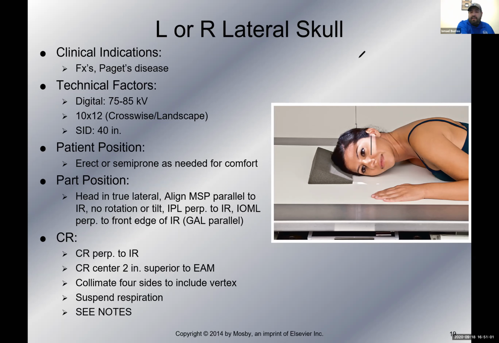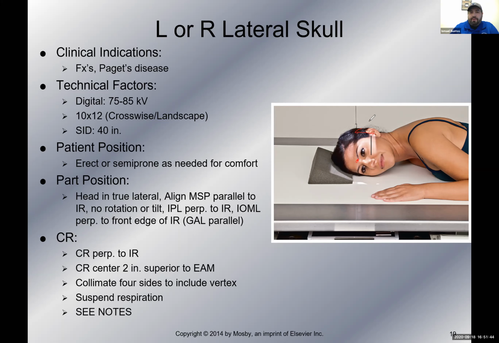Then all you're going to do is find the centering point. The centering point is going to be 2 inches superior to the EAM. So you find the EAM and go 2 inches superior. Collimate, suspend respiration. Now, there's another way to find a centering point if you have something other than a normal sized skull. If you have a dolichocephalic or brachycephalic skull, which is a wide or narrow skull, there is another centering point you can find besides the 2 inches above the EAM. And that is you want to go midway between the glabella and the occipital protuberance, or the inion.